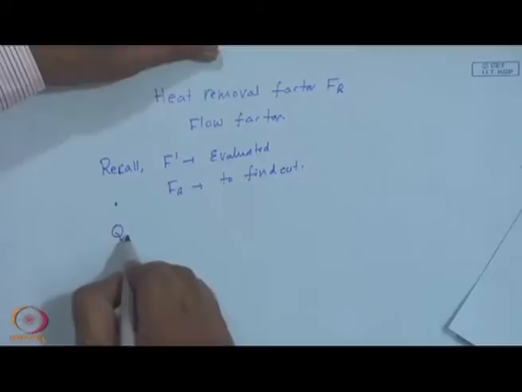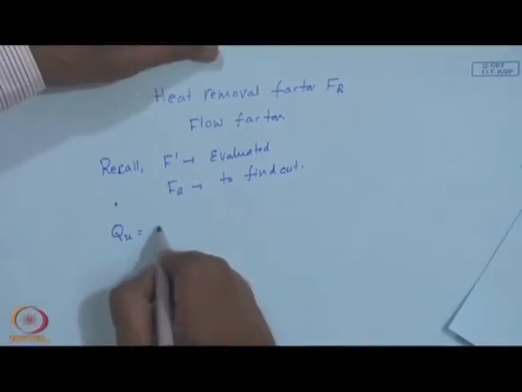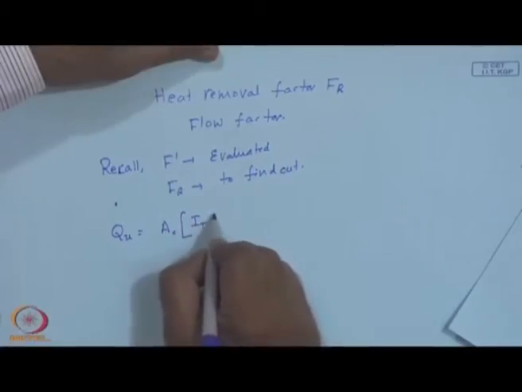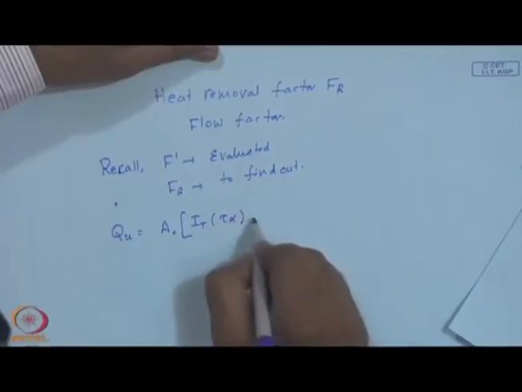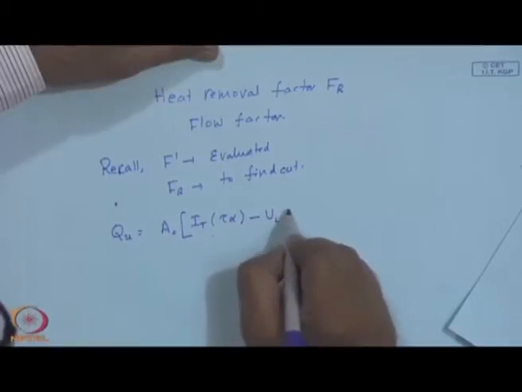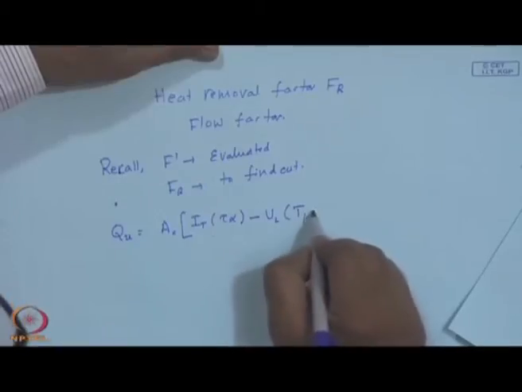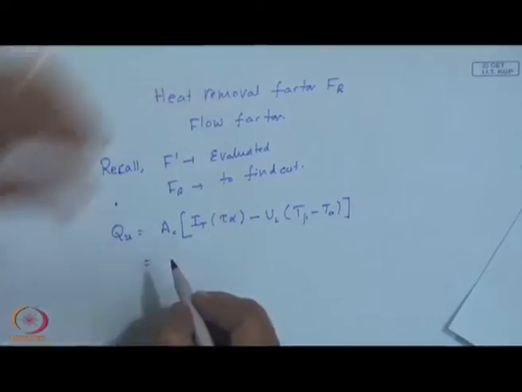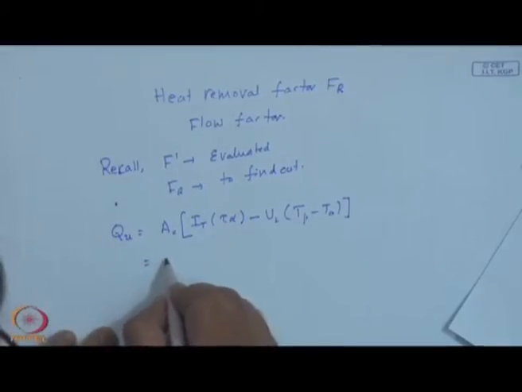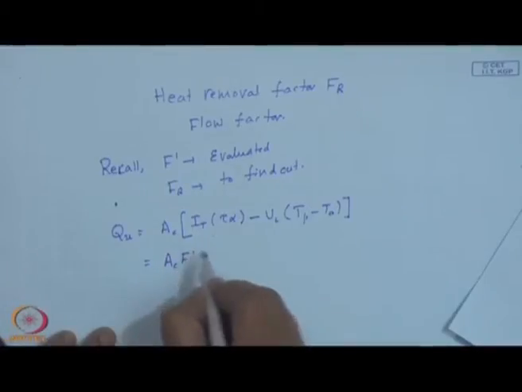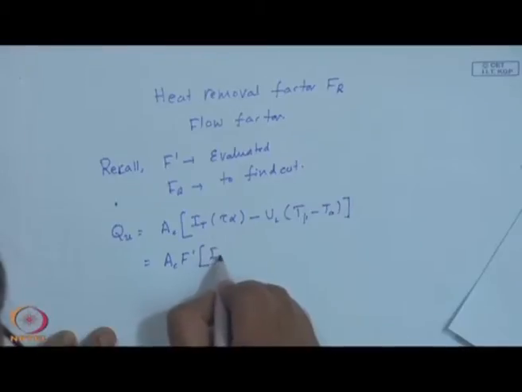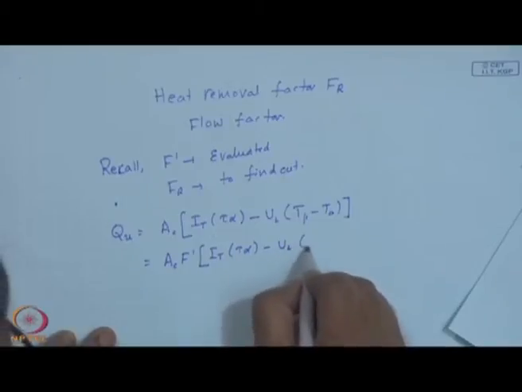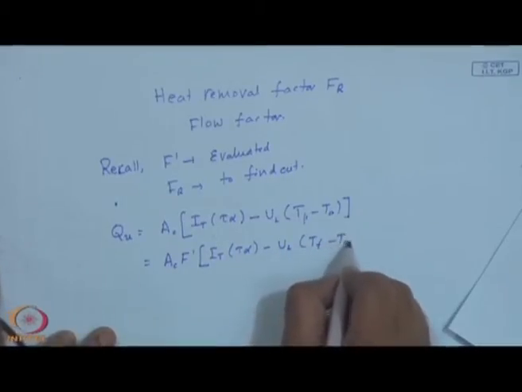that originated from our basic equation Q u, the useful energy gain from a collector of area A c, as incoming radiation multiplied by an effective transmittance absorptance product minus the losses taking place from the plate temperature to the ambient, which has been subsequently modified as A c times collector efficiency factor f dash into I t tau alpha minus U L into T f minus T a.